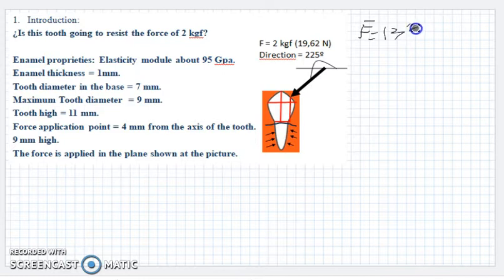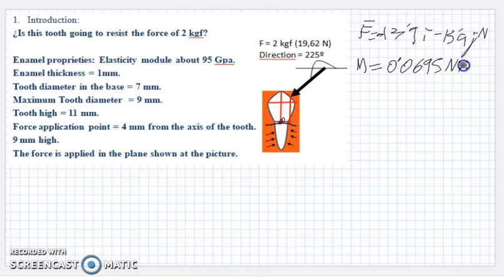minus 13.9 i minus 13.9 j newtons. We know that this force at this point generates a torque or a moment which is 0.0695 newton meters. Okay.